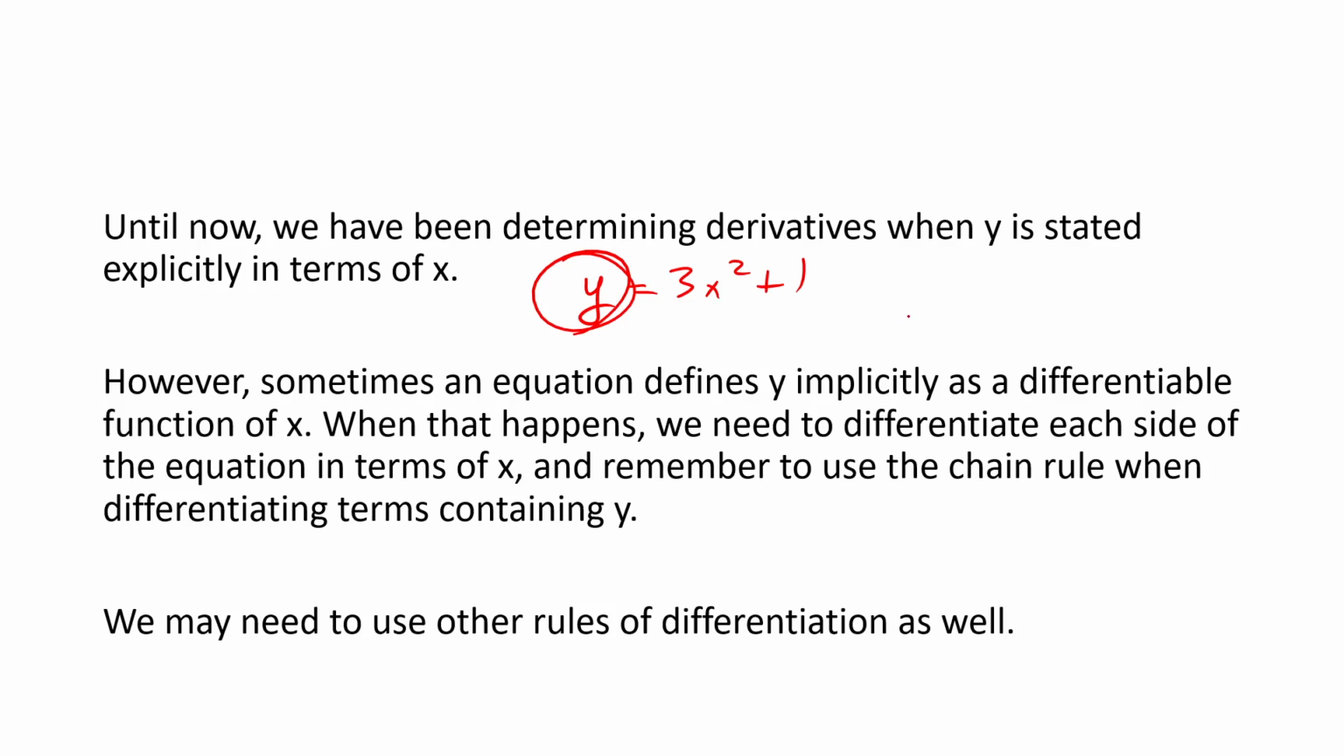When that happens, we need to differentiate each side of the equation in terms of x and remember to use the chain rule when differentiating terms containing y. An example would be 3xy squared plus 5x squared y equals 7. We don't have y explicitly stated in terms of x. It's not isolated on one side.